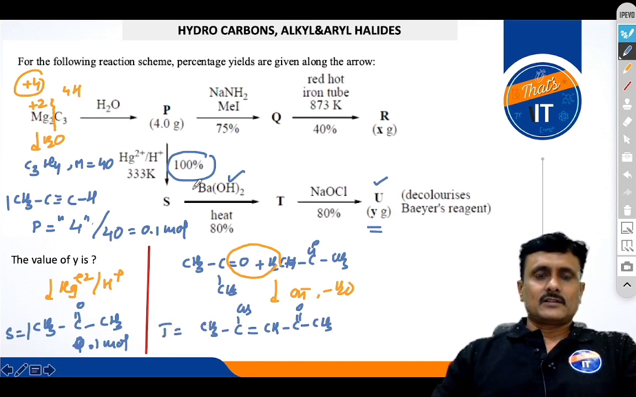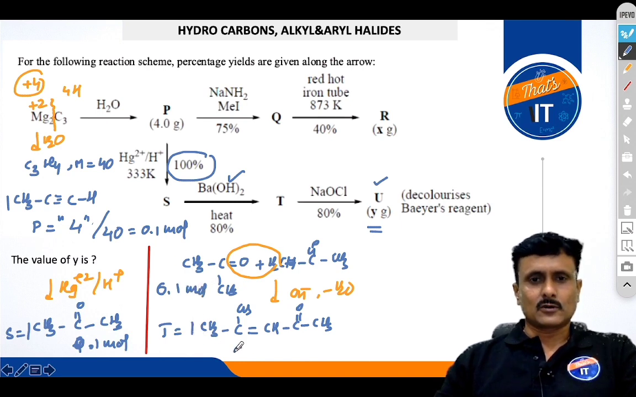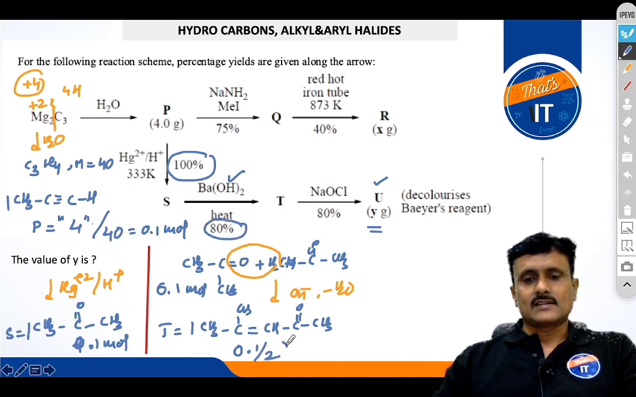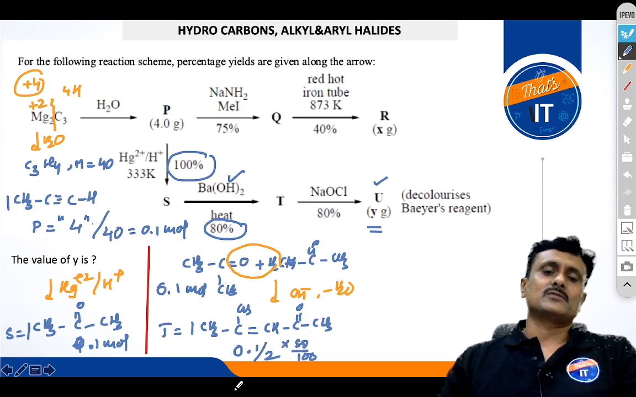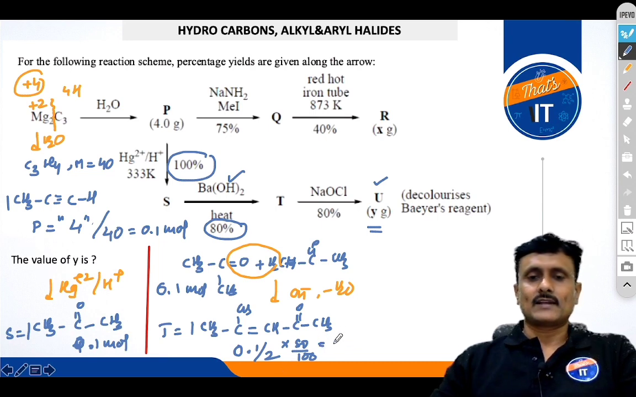Now you can see that you have got 2 moles giving rise to 1 mole, right? 2 moles of the substance. So how much you took? Indeed 0.1 mole. So 2 moles are giving rise to 1 mole. So the moles of this obtained is only half, that is 0.1 by 2, but you can see the reaction is only 80% yield. So T obtained is 0.1 by 2 into 80%, that is 0.04.